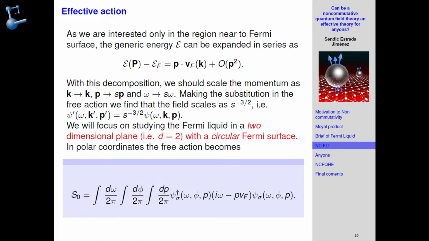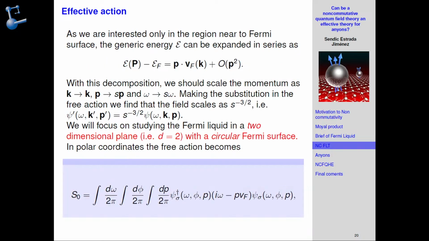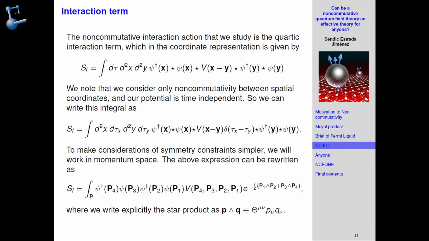We will focus on studying the Fermi liquid in a two-dimensional plane with a circular Fermi surface. It's a toy model. In polar coordinates, the free action becomes this expression, and the non-commutativity does not play a role at this level. For the interaction term, the non-commutativity plays a crucial role. We have a quartic interaction term in the coordinate representation. We can write it in this form.